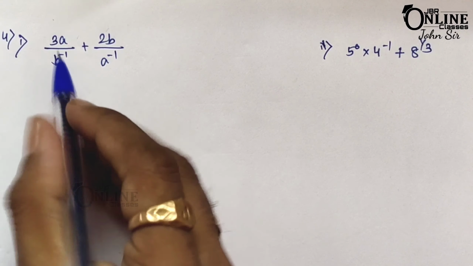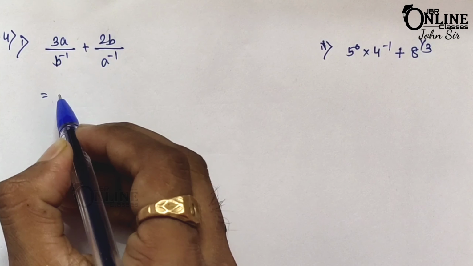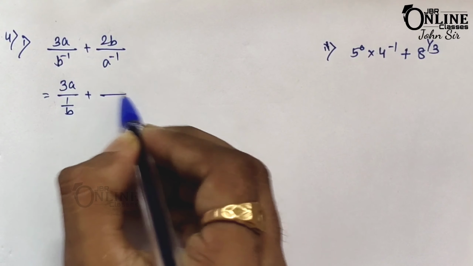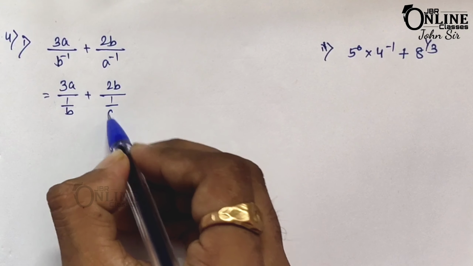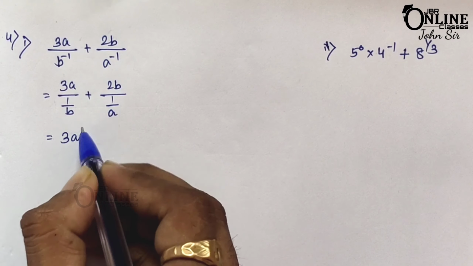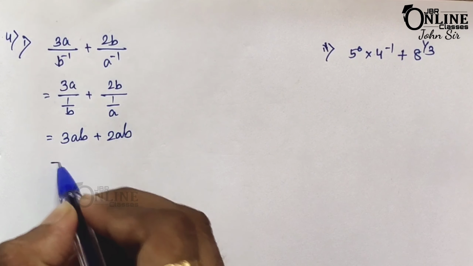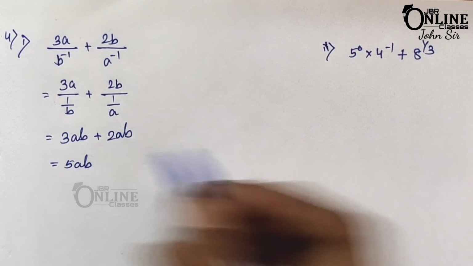Next, sum number 4, 1. 3 by b to the power minus 1 or b inverse, that means 3 by 1 by b, plus here 2b by 1 by a. So it becomes 3ab by 1 and here 2ab. Now 3ab plus 2ab equals 5ab.